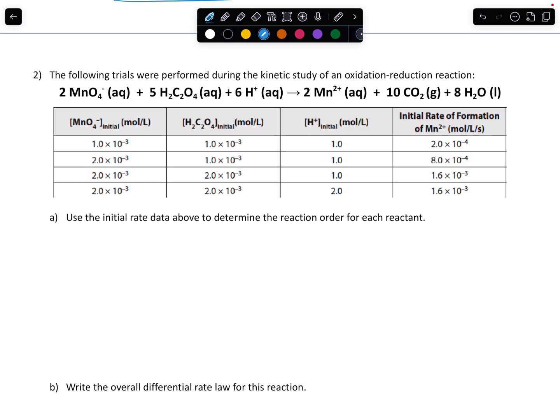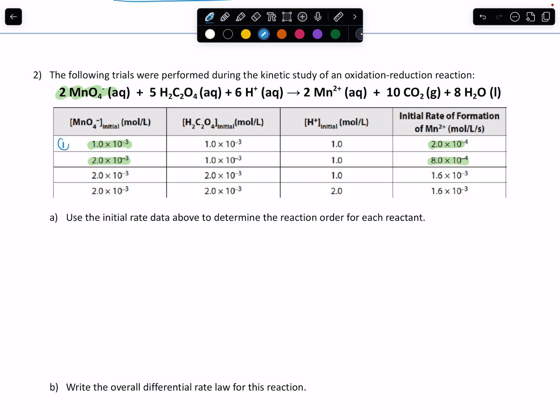All right, so now we're going to move on to this second question. All right, it's similar. All right, we've got a reaction, 2MnO4 minus plus 5 oxalic acids plus 6 protons yields 2 manganese ions plus 10 carbon dioxides plus 8 waters. Okay, so we're using the initial rate data to find the reaction order for each reactant. All right, so I'm going to start with MnO4. So I need to pick two reactions where the other two reactants are held constant. And if I look, it's going to be experiments 1 and 2.